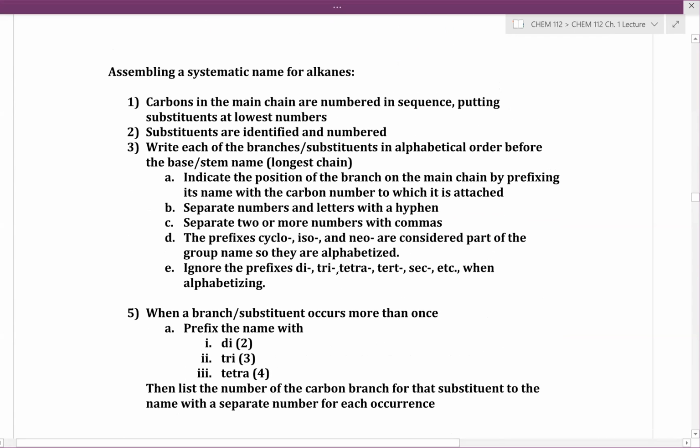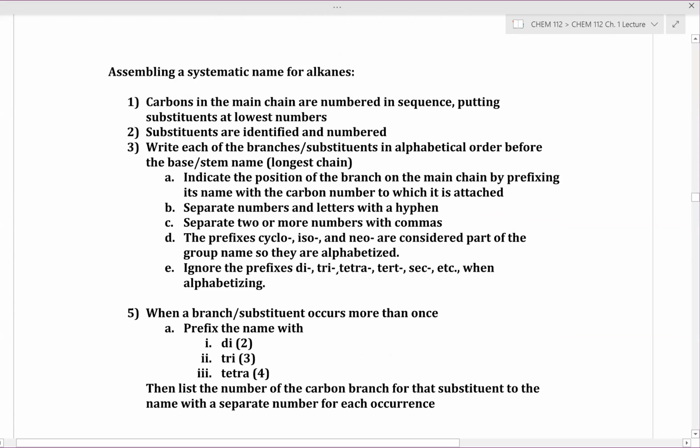So let's talk now about how we assemble the name. How do we put the name together? First and foremost, you number your carbons in sequence, and you want your substituents to have the lowest numbers. We name our substituents, okay? Perfect. Now, part 3 is new. How do we arrange each of our substituent names properly? We arrange each of the branches and substituents in alphabetical order before the base stem name.